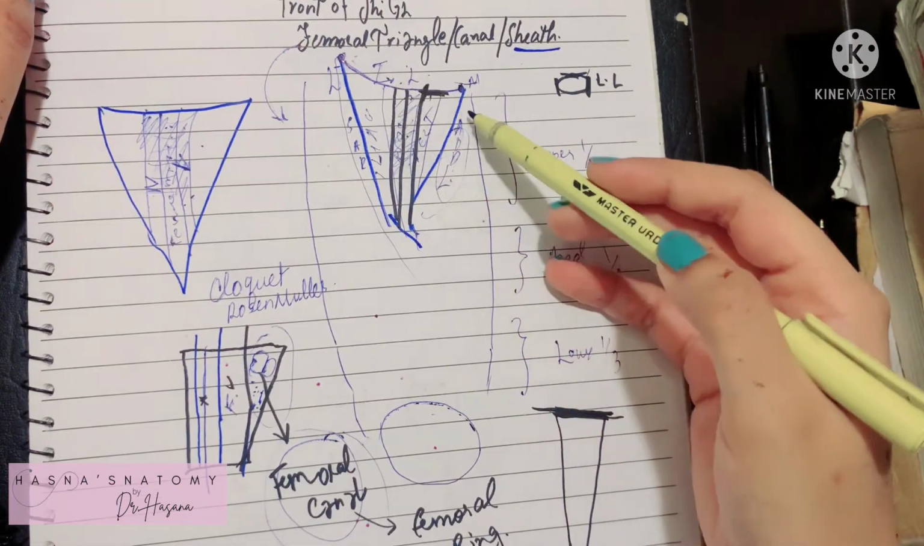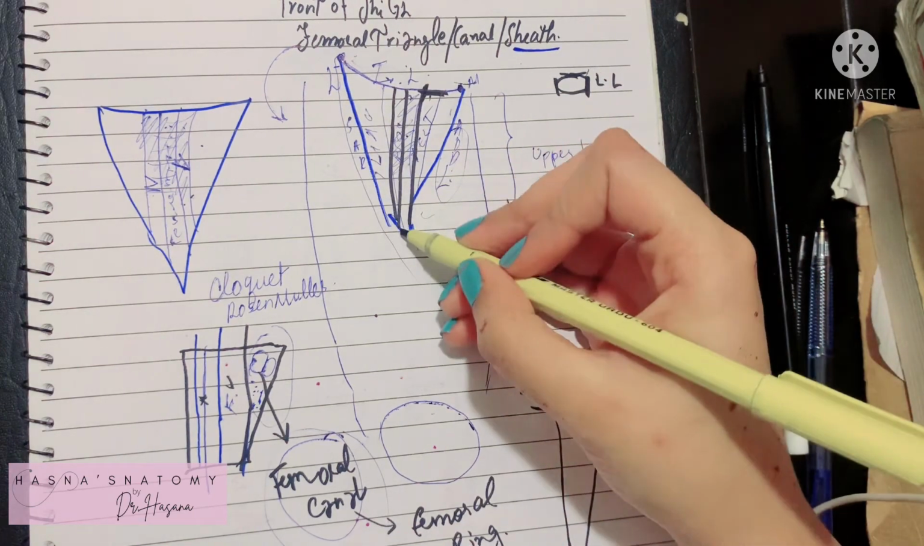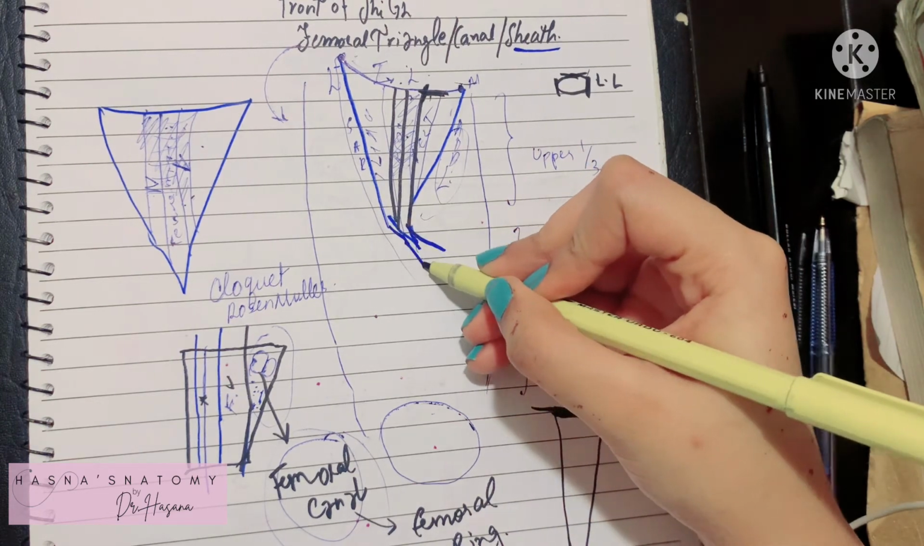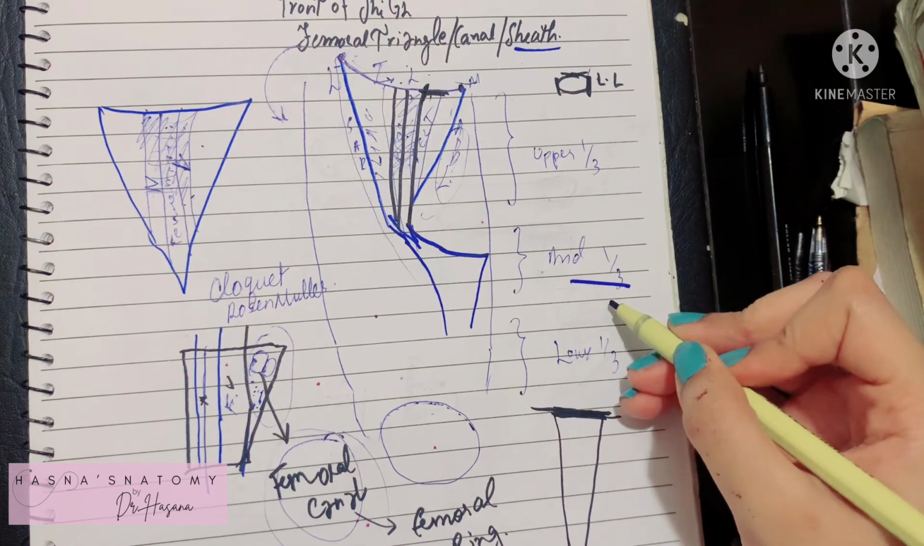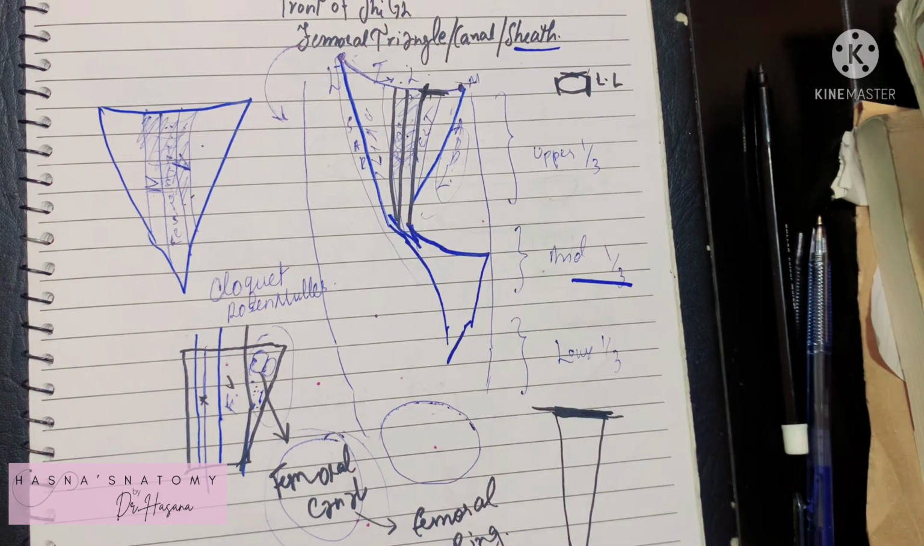And finally, it is necessary for all of you to know that the apex of the femoral triangle is continuous with another canal in the medial compartment or in the middle third of your thigh known as the adductor canal, which we will soon talk about in the next video. So that was all you needed to know about the femoral triangle, canal and sheath. Now let's talk about the femoral hernia.